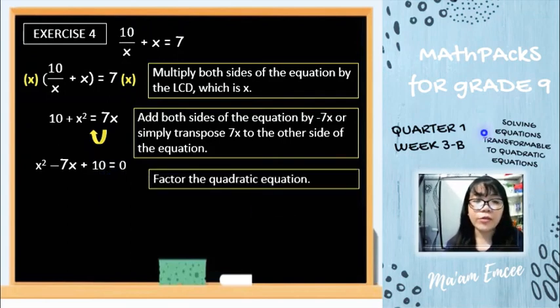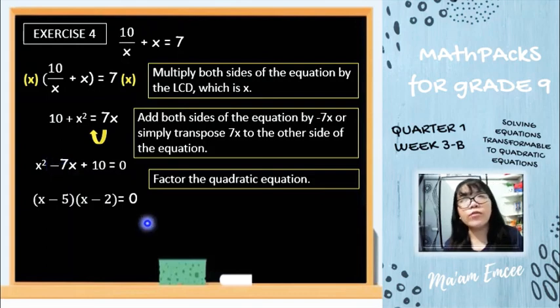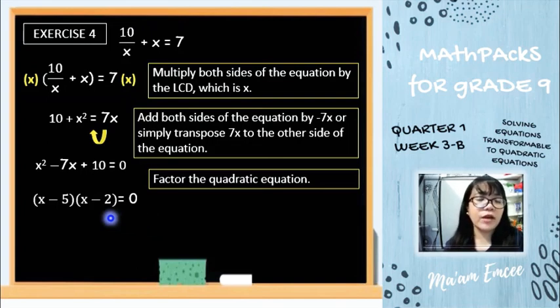And after that, we factor the quadratic equation. So we need to think of two numbers again, wherein the product is 10 and the sum is negative 7. So since this product is positive, then the numbers are either both positive or both negative. But since the middle term here is negative, that means both numbers are negative. So you think of two numbers whose product is 10 and whose sum is 7. So we have 2 and 5, and those two numbers are both negative. So the factors are x minus 5 and x minus 2, and that will be equal to 0.